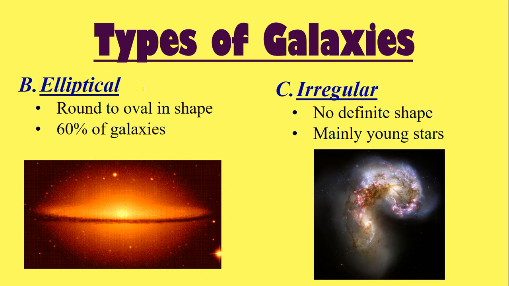The other ones are called elliptical. It's done based off its shape. It's round to oval in shape. About 60% of all galaxies in the universe we predict are elliptical galaxies. And then you have these irregular galaxies. They have no definite shape, and they're mainly young stars. They're starting to form, but they're out there. And this is kind of a picture of what one would look like.